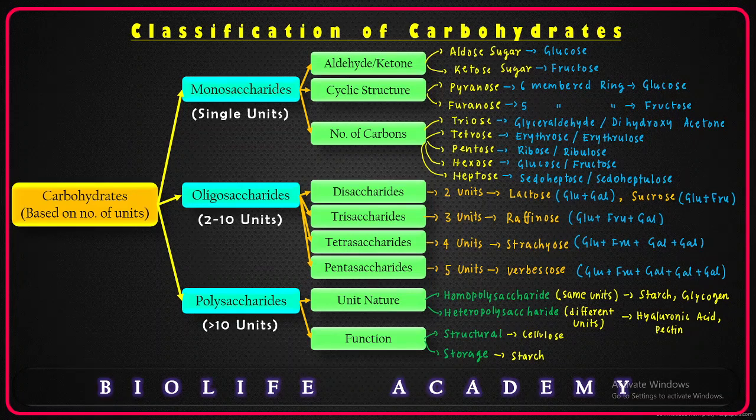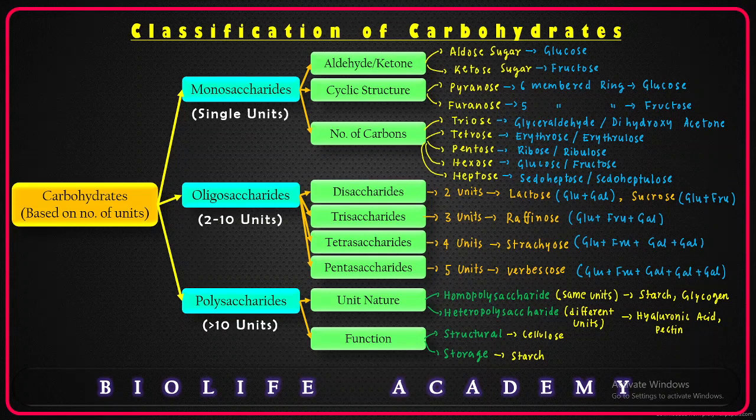Now coming to the oligosaccharide classification, we can see that it can be classified on different bases, like the number of units it contains. If it contains 2 monosaccharide units, it is called a disaccharide. If it contains 3, it is called a trisaccharide. Similarly, if it contains 4 and 5 units, it is called a tetrasaccharide and a pentasaccharide. The example of a disaccharide is lactose, which is composed of glucose and galactose, while another example is sucrose.